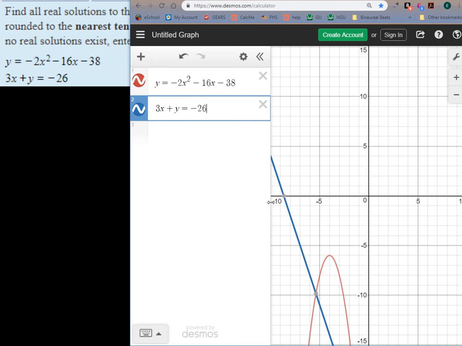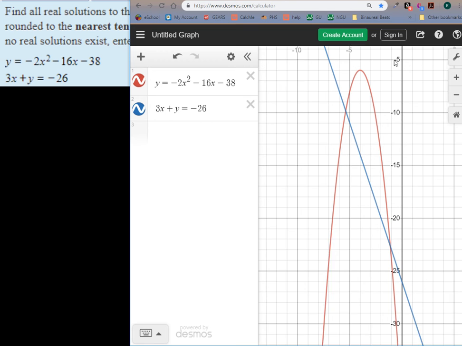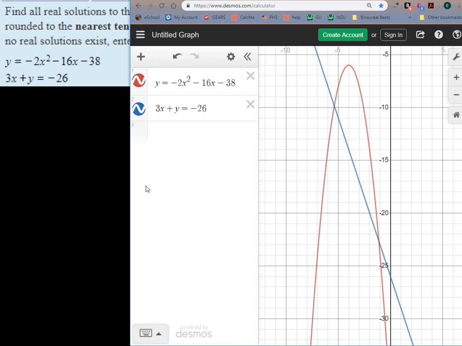Okay, so there we go. What are we looking for? I graphed the equations like you told me. We want intersections. Good.